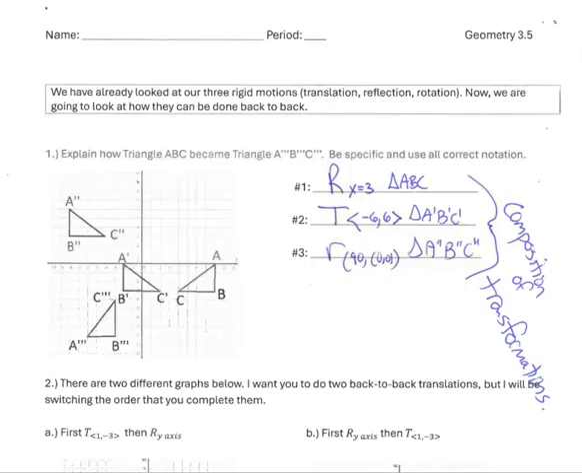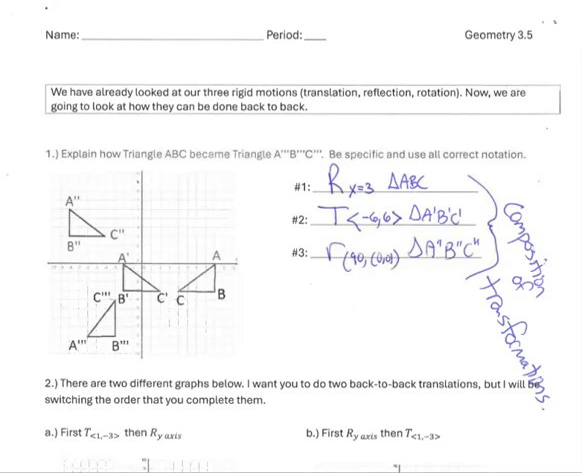On here, you can see several different triangles, and using the prime notation, you can tell which one comes first, which one comes after that, and which one comes at the end. You're supposed to write down the specific names using all correct notation about how you get from the very first one all the way to the end.